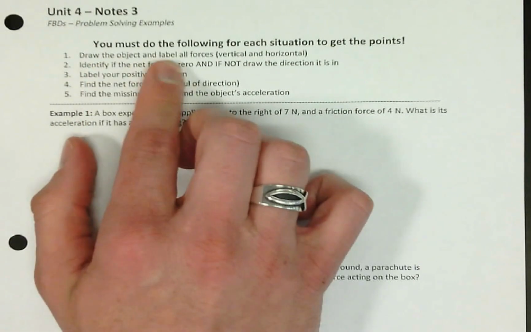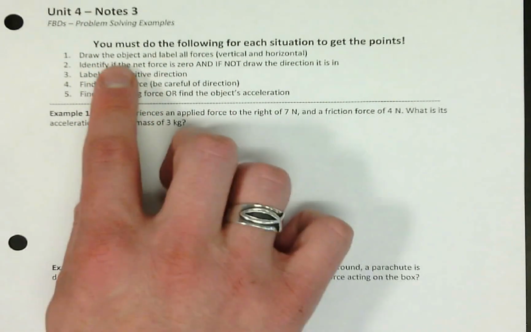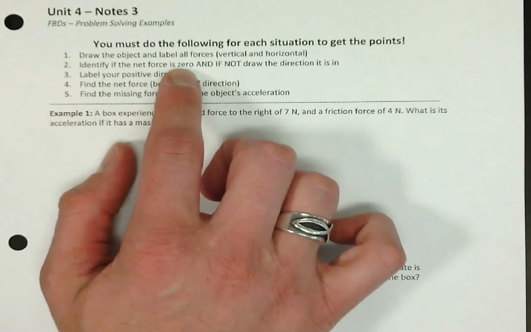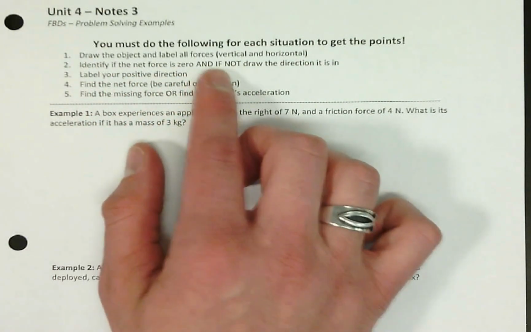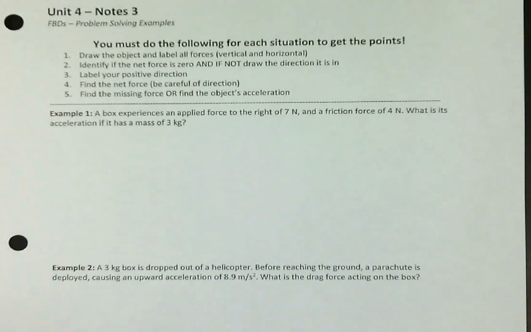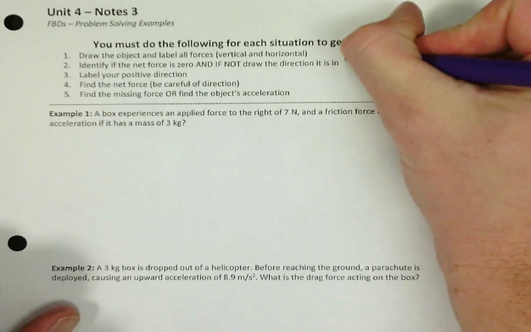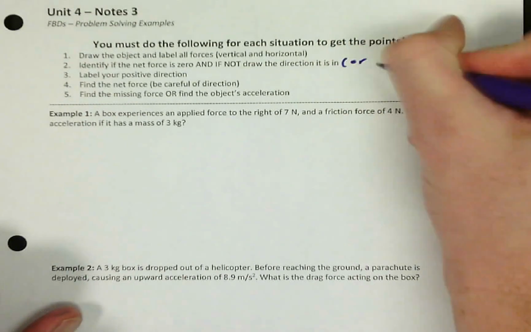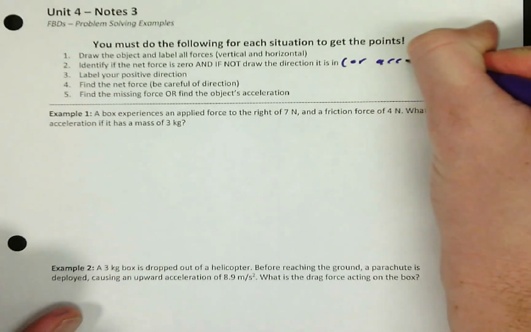Step 1, you draw the object and label its forces. Step 2, identify the net force. If it's 0, and if not, draw the direction it's in. This could also be acceleration. So if you don't know the net force, but you do know the acceleration, you could also do acceleration.